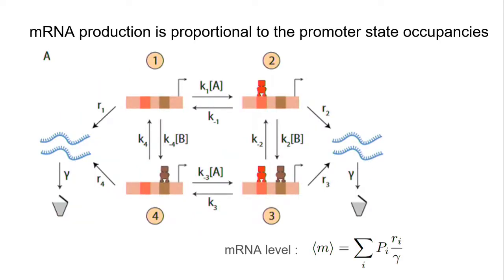So as before, the mRNA can be connected to these P_i, the probability of finding the promoter in each of these states. And since R_i and gamma are not dependent on these rates or the concentrations, we can only look at P_i and get a good idea of how the mRNA production will look.